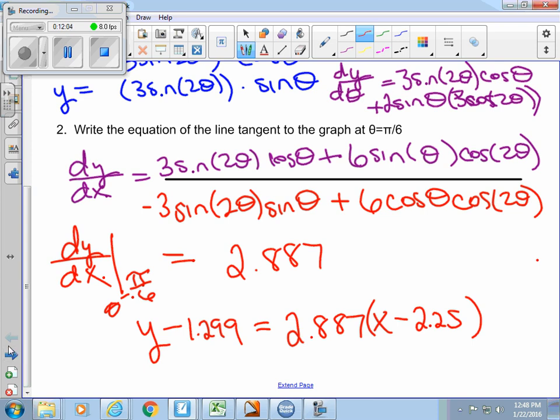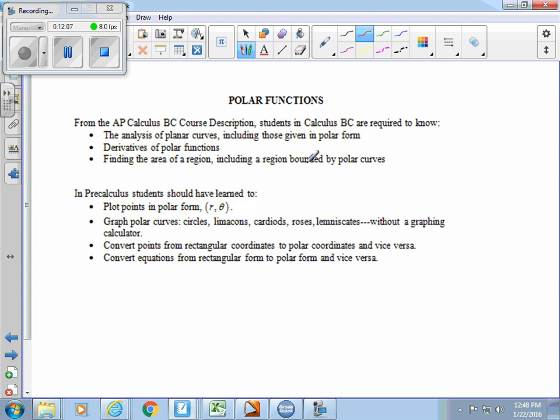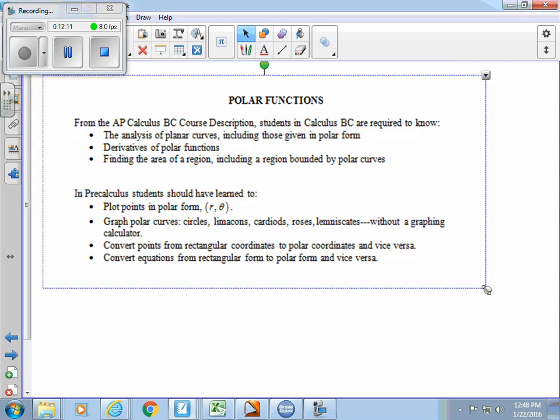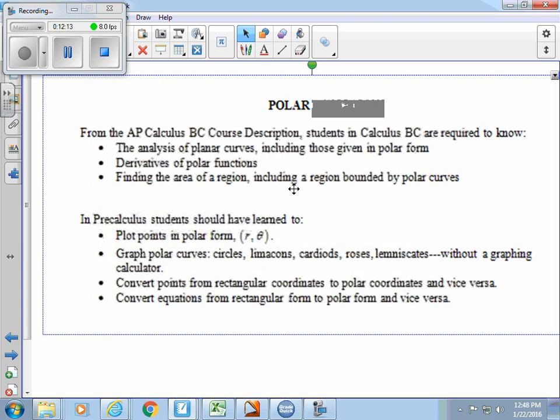Okay. So, today we're going to be learning polar calculus. You actually just did some. Don't write this down. This is the BC course description, what you need to know about polar calculus. So the top is the only part that BC requires. The analysis of planar curves, including those given in polar form, derivatives of polar functions, and finding the area of a region, including the region bounded by polar curves. So that's what we need to know.